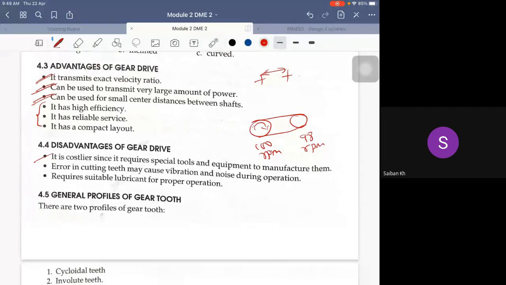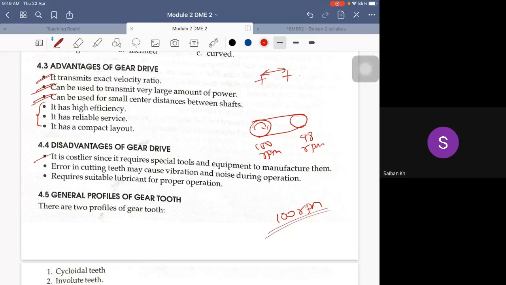Second thing is error in cutting teeth may cause vibration and noise during operation. Imagine if the gear has 40 teeth, and any one particular tooth is in a damaged condition. What happens? For every revolution, it would make an abrupt sound, isn't it? And think about 100 RPM. If the gear is rotating at about 100 RPM, that means 100 times it would hit at the same point, creating an abrupt sound. So the machining of those teeth has to be at a precise level so that your gears run smoothly.